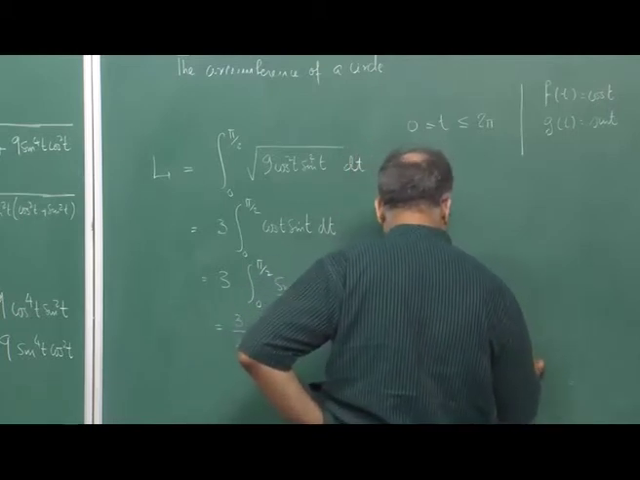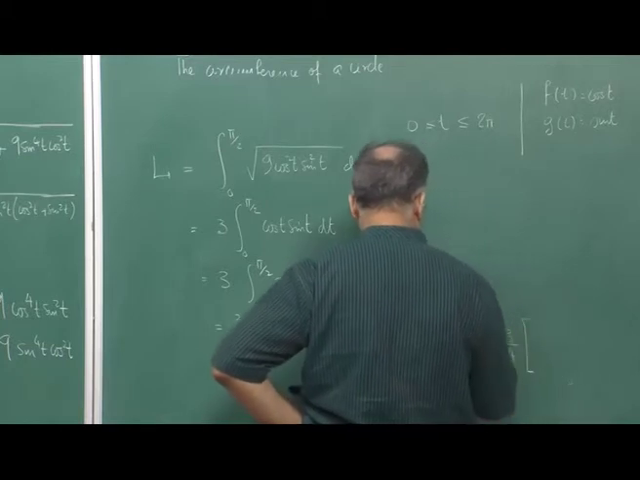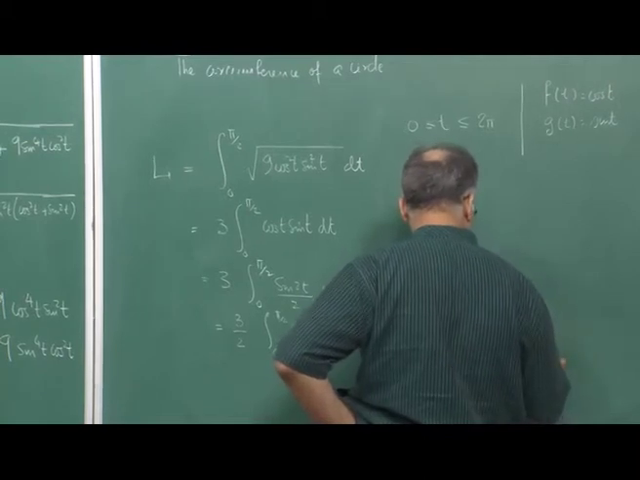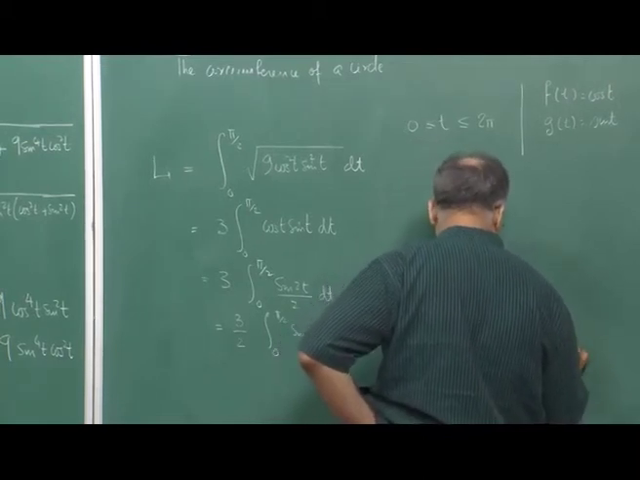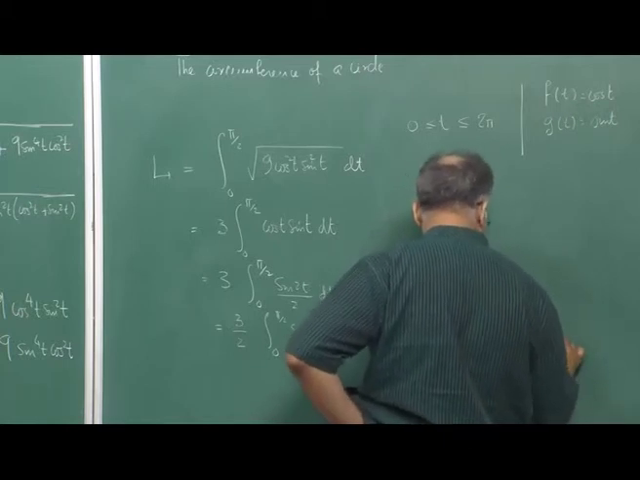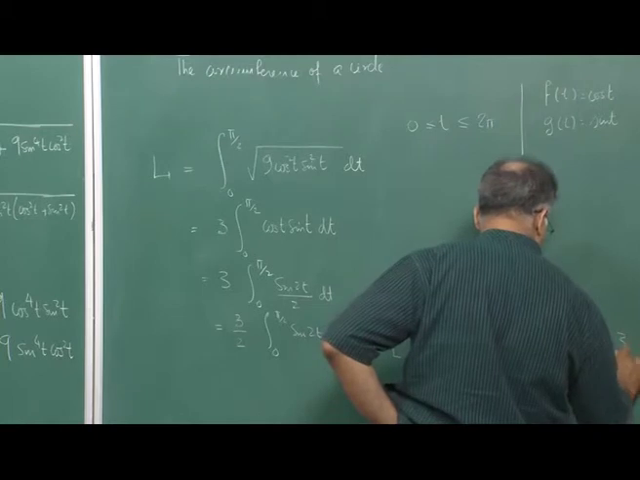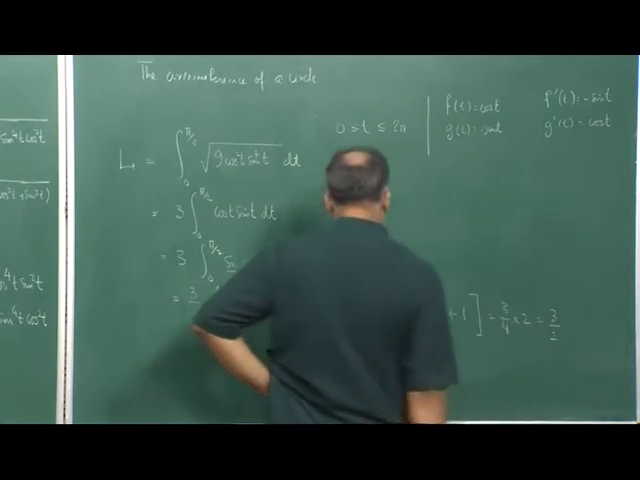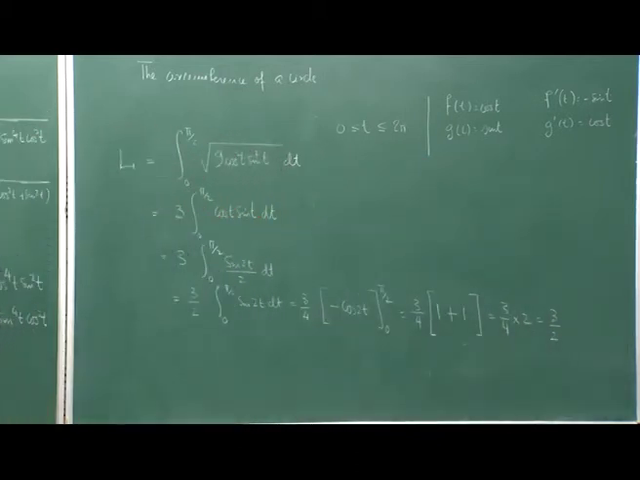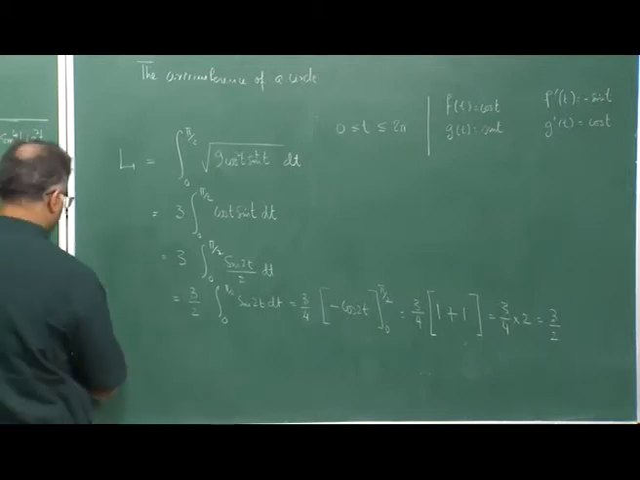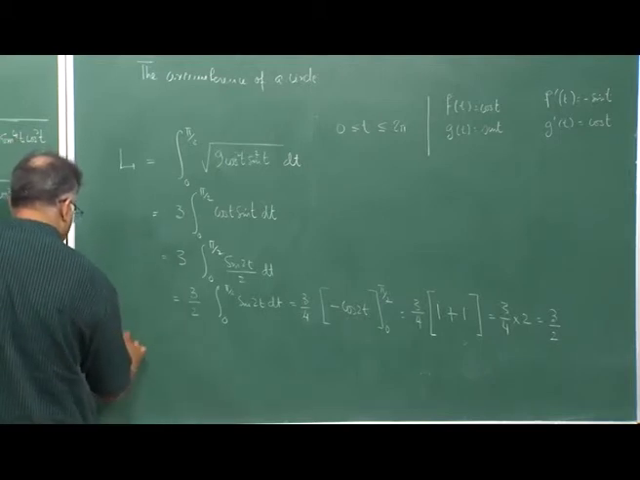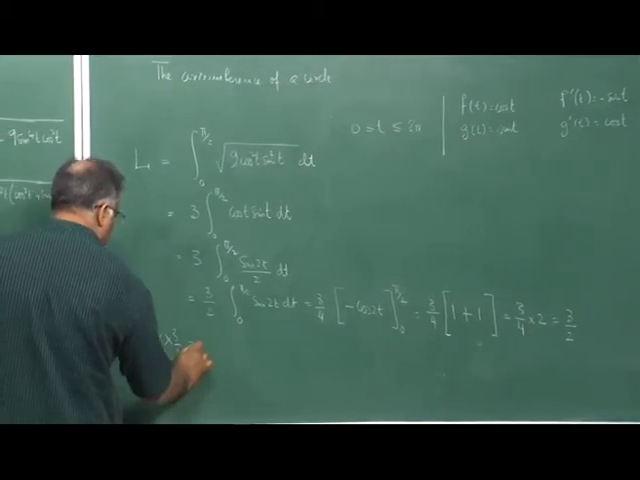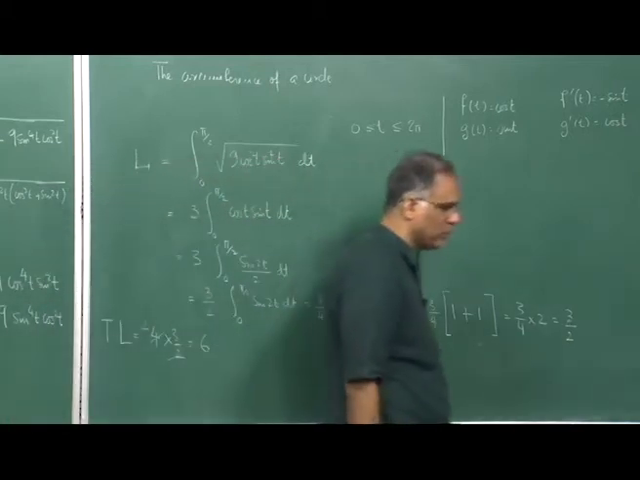It is 3 by 4th cos of, because cos 2t by 2, 2 has come out, 3 by 4th, so it is 1 minus minus plus cos 0 is 1, it is 2. So, it is 3 by 4th into 2, which is equal to 3 by 2. So, 3 by 2 is the answer for this part only. So, for the length of the whole curve, total length TL is 4 into 3 by 2, which is 6 units, whatever units you want.